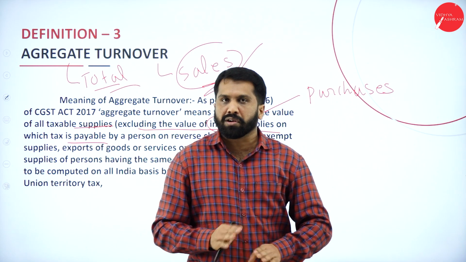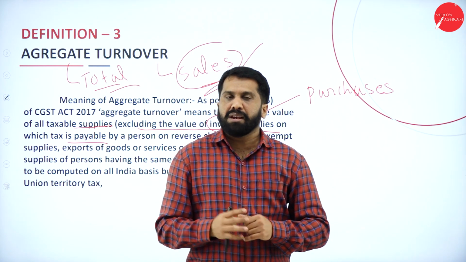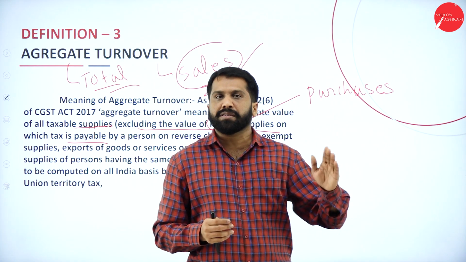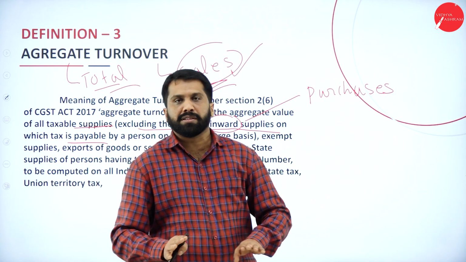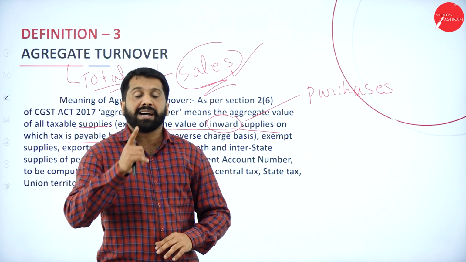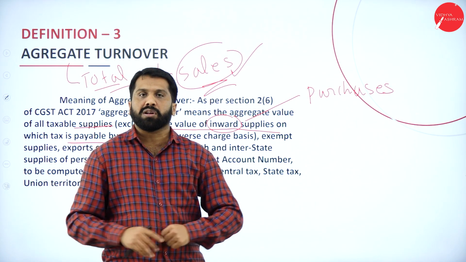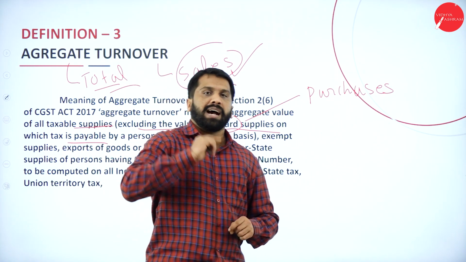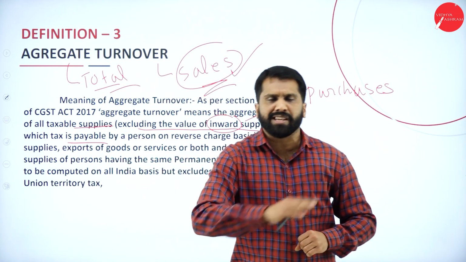Remember, we are not talking about taxable turnover. If it is taxable turnover, we have to remove the agriculture items, exempted items and all. It is not taxable turnover. We are calculating aggregate turnover. Aggregate means what? Overall turnover, total turnover. Under total turnover, everything will come.